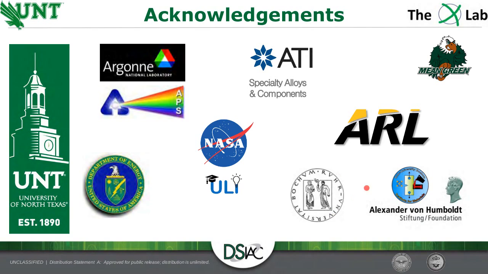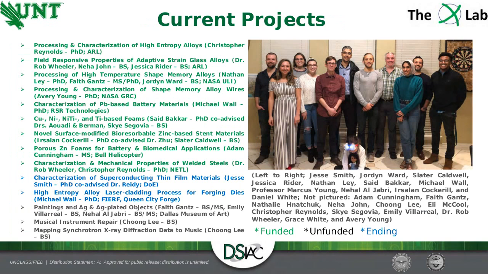And I'll just mention some of our current projects. We're doing processing and characterization of high entropy alloys. We study field responsive properties of adaptive strain glass alloys. This is with ARL. We do processing of high temperature shape memory alloys. This is the NASA ULI. Precipitation in shape memory alloy wires, and this is for spring applications for NASA. We're looking at lead-based battery materials. We also do a lot of different types of foams, so shape memory foams, along with other types of foams within these materials. This is also with ARL.